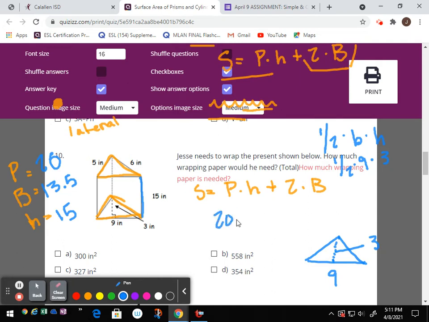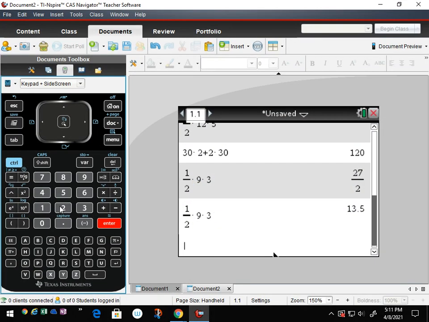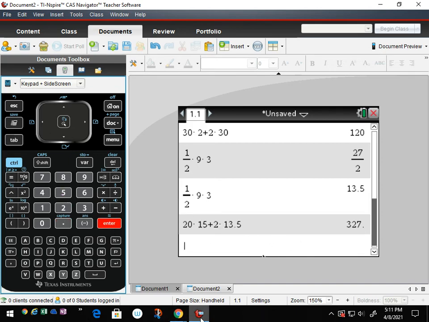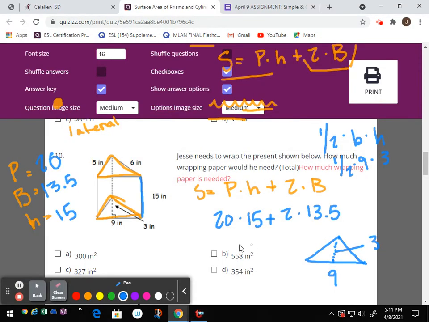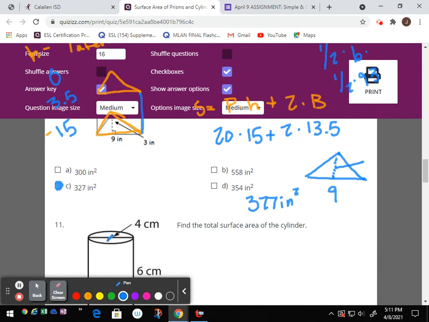We have the numbers for all our letters, so all we do is plug them in now. We have 20 times 15 plus 2 times 13.5. Plug this into the calculator: 20 times 15 plus 2 times 13.5. We get 327 inches squared, which is answer choice C. We're going to go on to question 11.